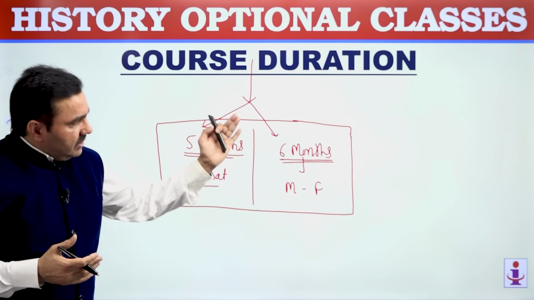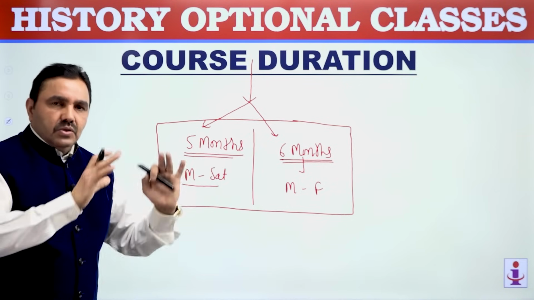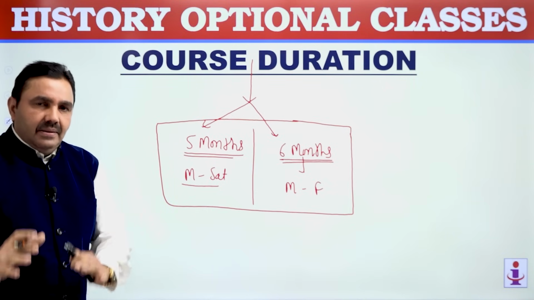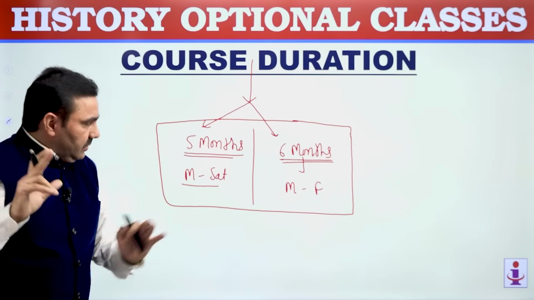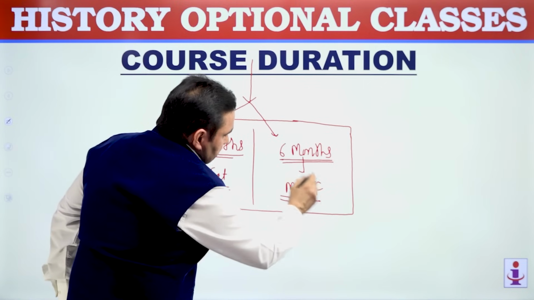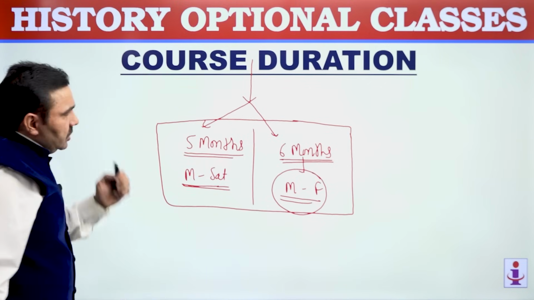Similar is the plan in offline. So 5 months online, Monday to Saturday, 6 months offline, Monday to Friday. Online, only 1 day you'll have off. In offline mode, you'll have 2 days of the week off. So this is the course duration.